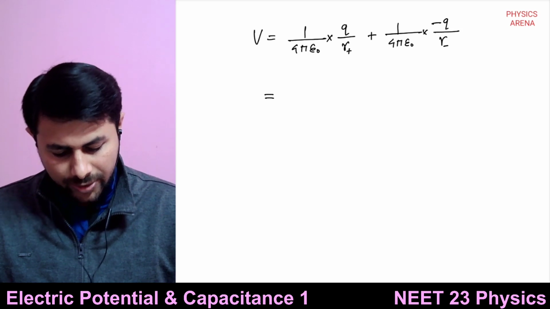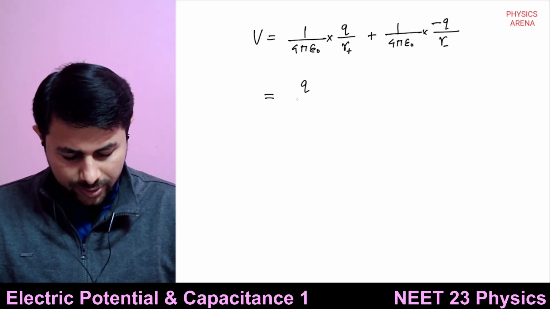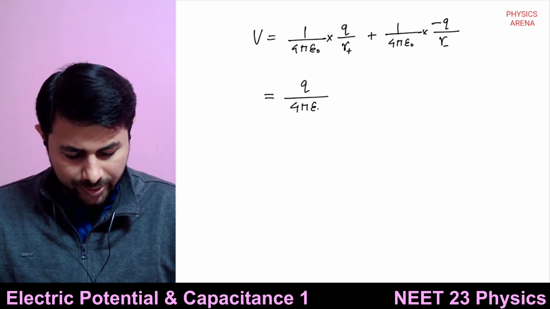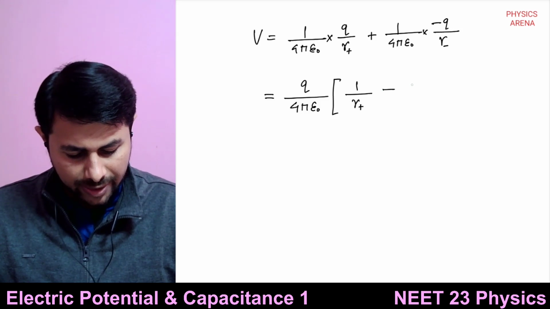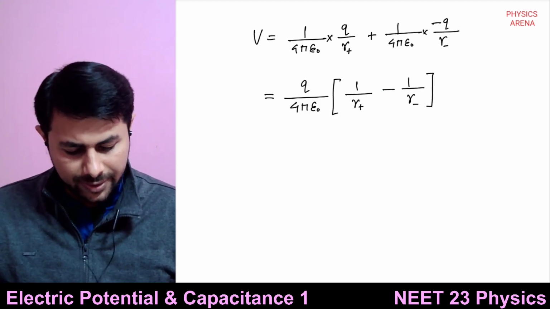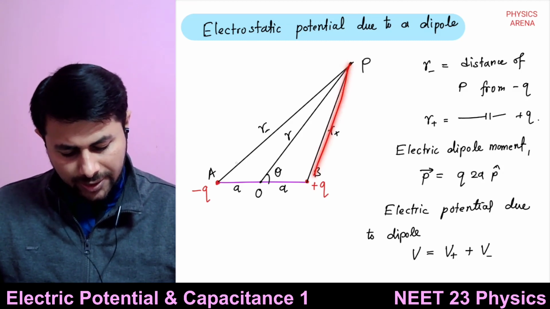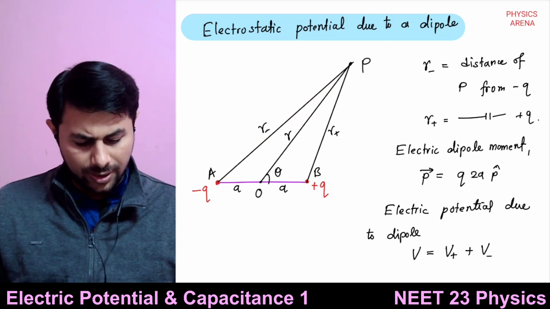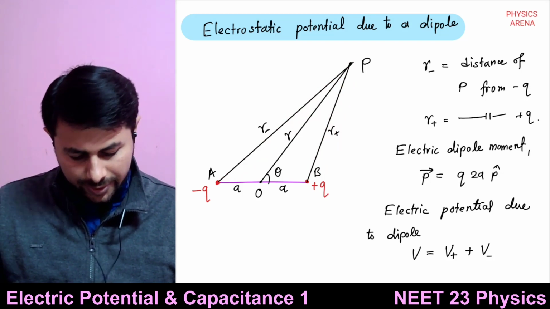Then we can take Q divided by 4 pi epsilon naught common from these two. So it is 1 upon R plus minus 1 upon R minus. Right. Now we have to find this R plus and R minus, and we'll see a very simple method to find them.